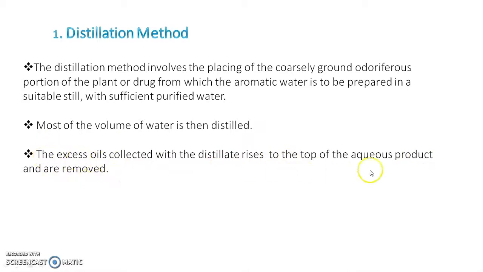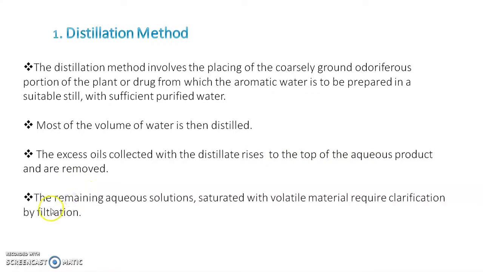The distillate is collected at the top of the product because we are getting this product from the volatile substances, and they are volatile in nature, so they rise to the top of the aqueous product because they are light in weight. Volatile products are lighter in weight than the water. Then the remaining aqueous solution saturated with the volatile matter requires clarification by filtration.